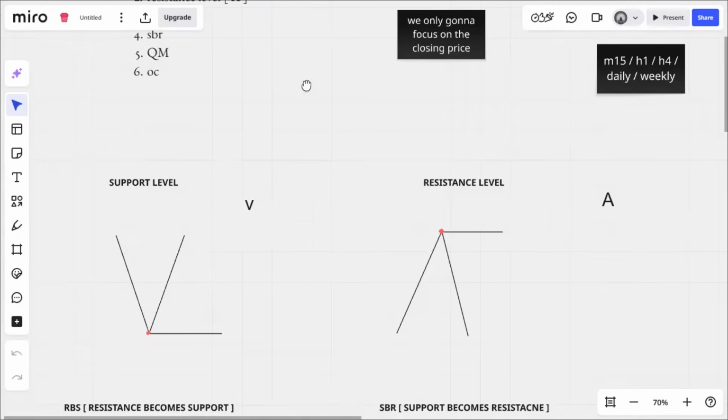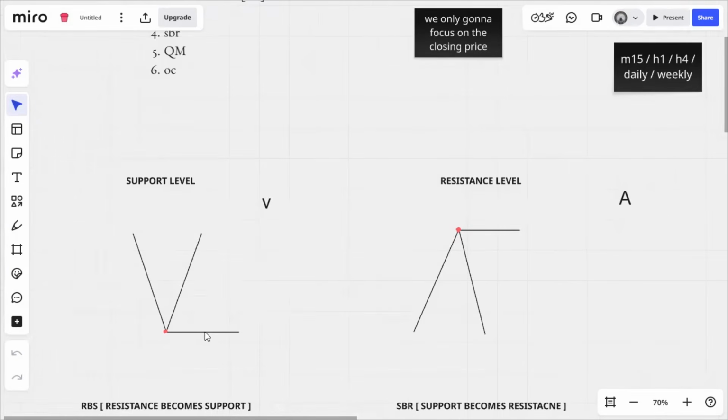So what is a support level and what is a resistance level? A support level is something like this, and a resistance level is something like this. You can spot it like a V shape in the market. When you put on the line chart, you're going to see a support level like a V shape and a resistance level like an A shape.